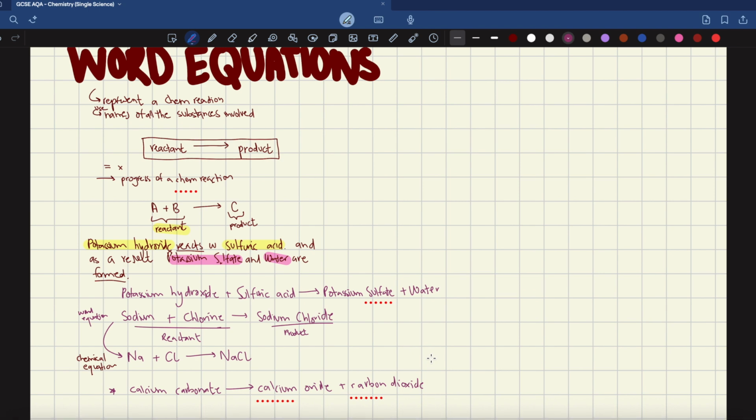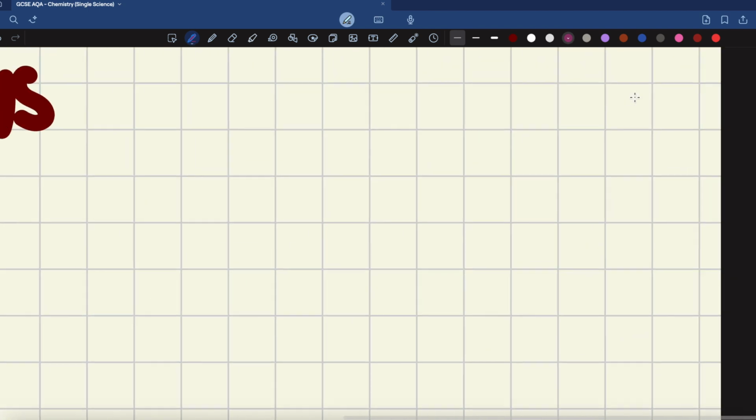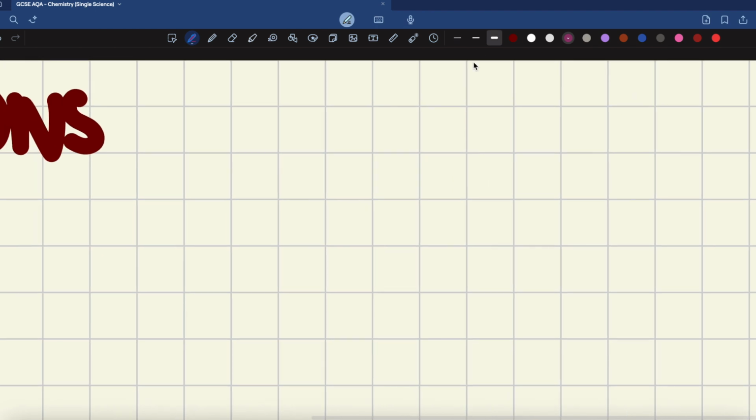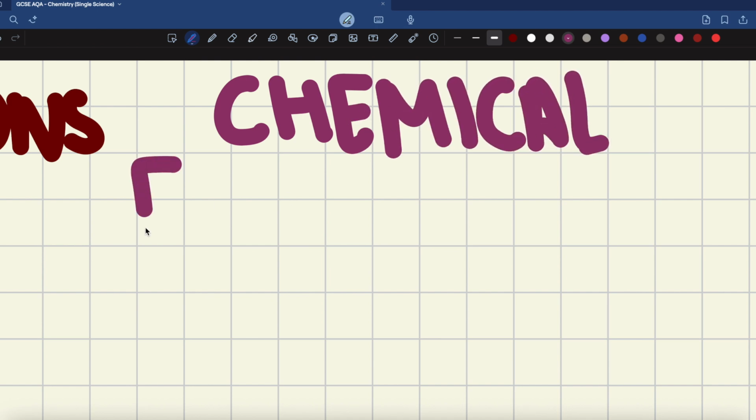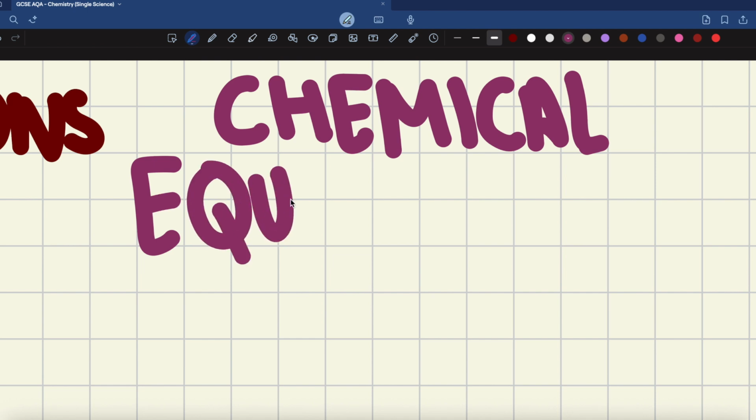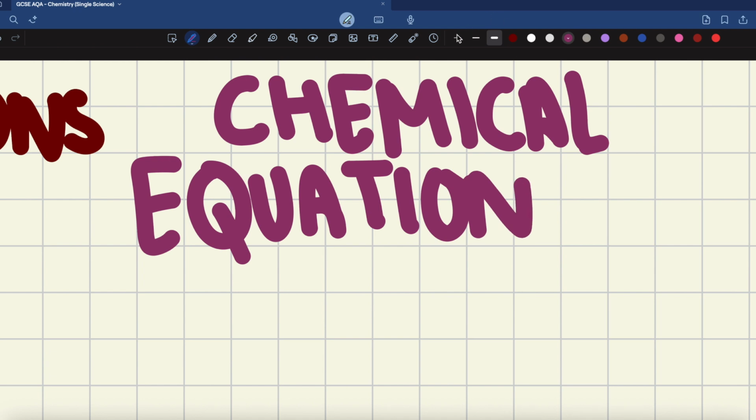We're now moving on to chemical equations and their balancing, because balancing is one of the topics that students find really hard. So we are now moving on to chemical equations. What's the primary difference between chemical and word equations? Chemical equations make use of symbols from the periodic table, and your word equations make use of the name of the element or the compound.